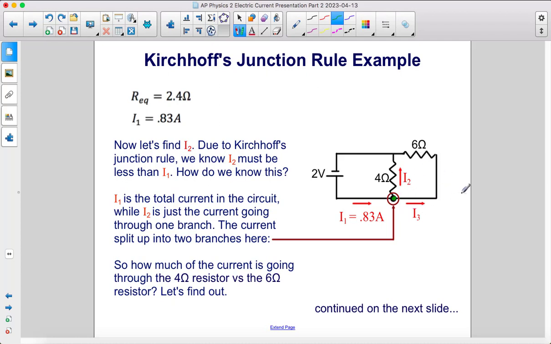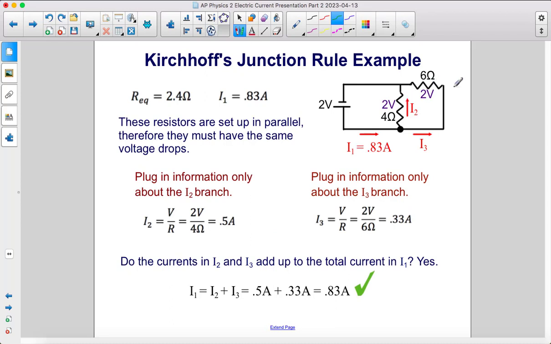Let's find out. These resistors are set up in parallel. Therefore, they must have the same voltage drops, right? So a charge is either going to go this way or it's going to go all the way around. But either way, it has to use up all 2 volts of its energy in either resistor. So therefore, the voltage drops are 2 volts for each of those resistors.